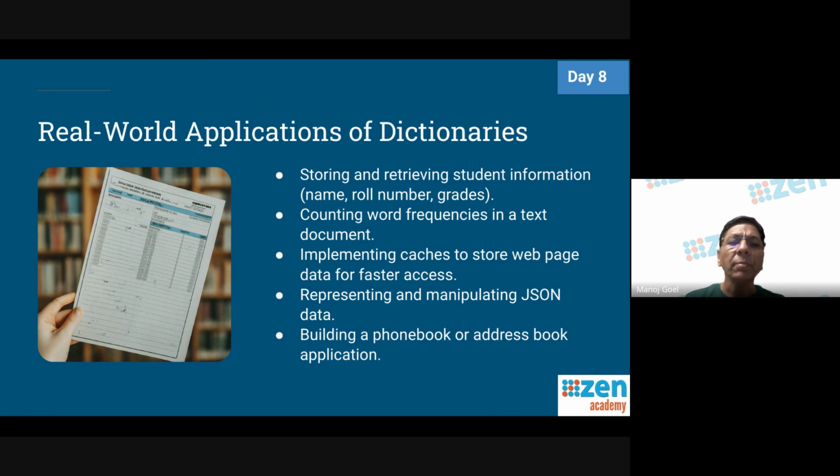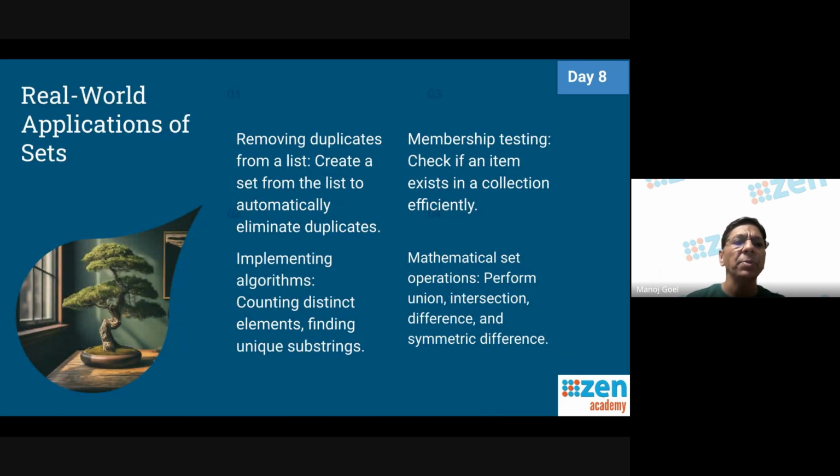So JSON is a very popular format for exchanging data between two applications, or from one server to another server, if you want to send some data or communicate. JSON and XML are two popular data formats. You can build a phone book or an address book application using dictionaries. So we will see some of these examples.